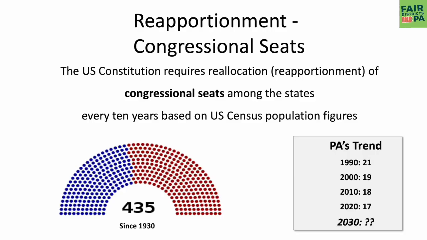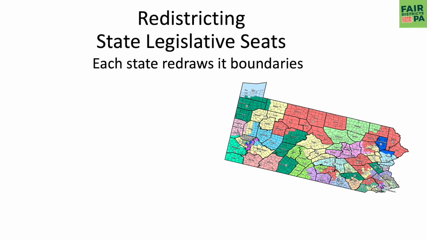Less than 100 years ago, our congressional delegation was 36. States are tasked with drawing lines for both the U.S. congressional and state House and Senate districts. Pennsylvania has a separate and distinct process for redrawing congressional and state legislative districts. And the second term is redistricting, the process of redrawing the boundaries of legislative districts here in Pennsylvania.